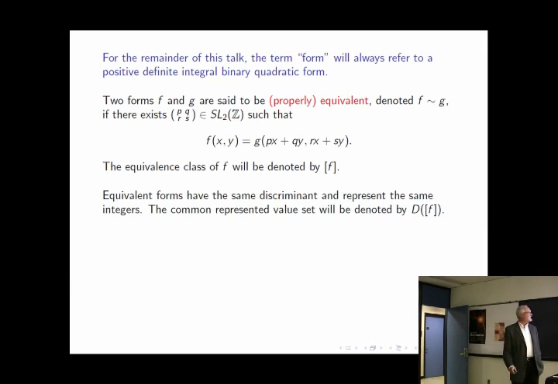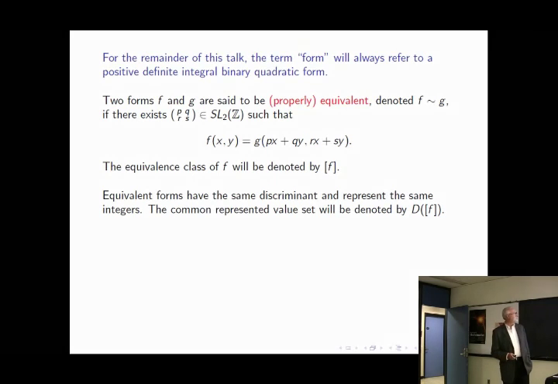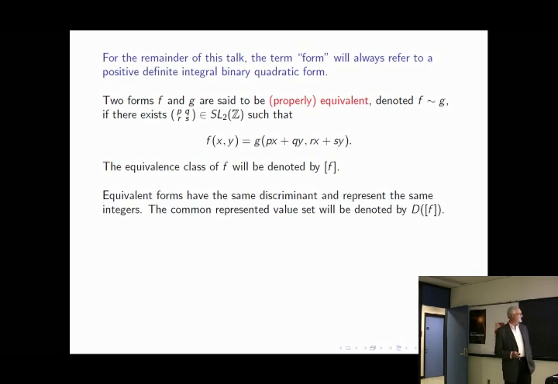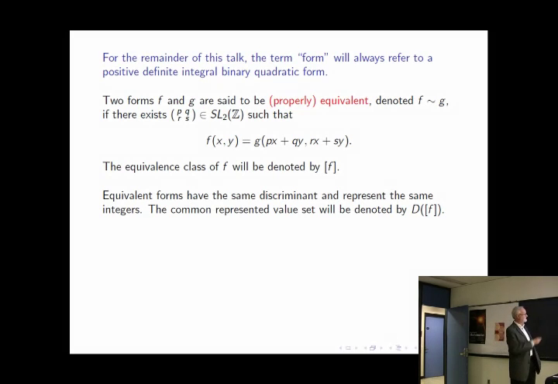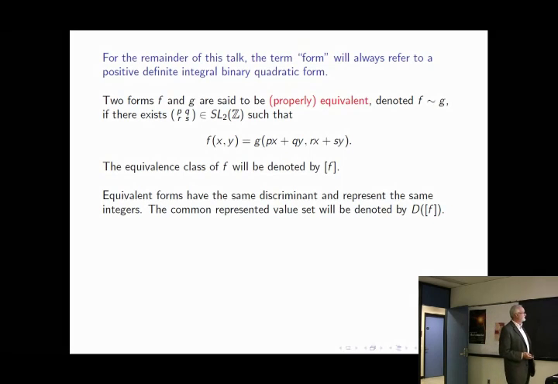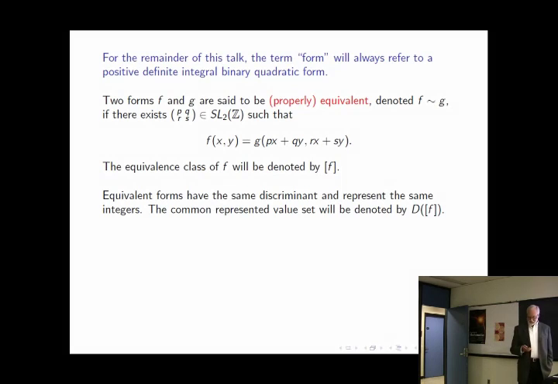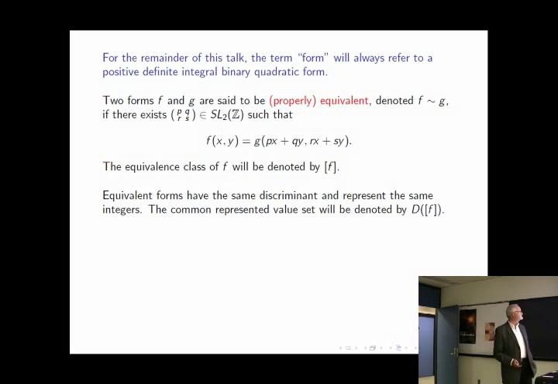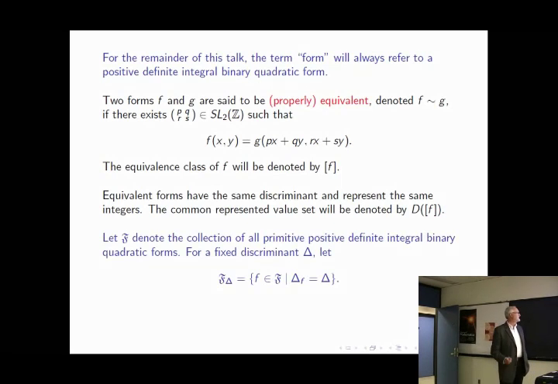Well, equivalent forms have a lot of the same properties. In particular, it's easy to see that they have the same discriminant, and if we're interested in studying the representation of integers, it's important to know that they represent the same integers. These are invertible integral transformations, and you can do the reverse substitutions. The common represented value set, I'll just use D of that class bracket F. So again, just a little bit of notation.